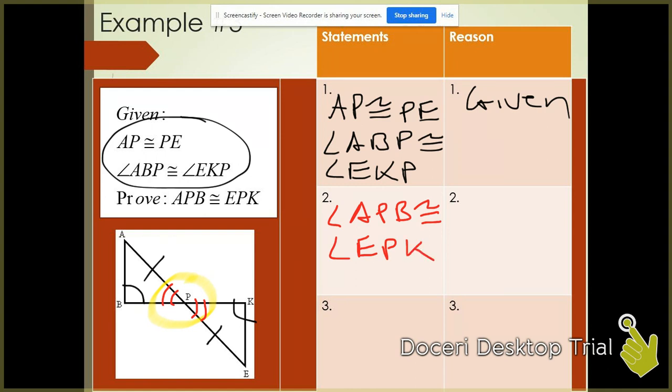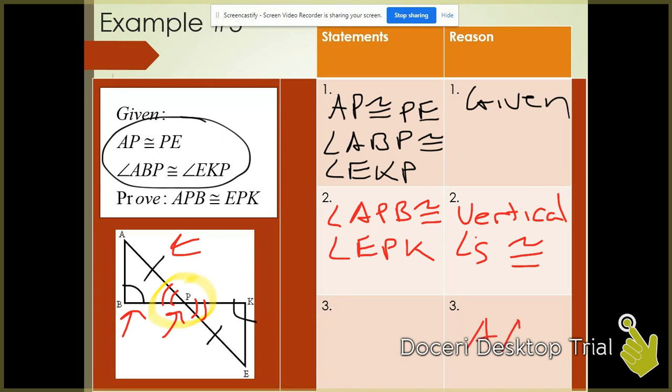And again, our reason for this is that they are vertical angles. So vertical angles are congruent. All right, now we definitely have enough. If you look at the triangle on the left, we can see that we have one angle, a second angle, and then a side. And if the second triangle matches up, then they're both going to be congruent by angle, angle, side. So we can move on to our final proof here, which is that triangle APB is congruent to triangle EPK.